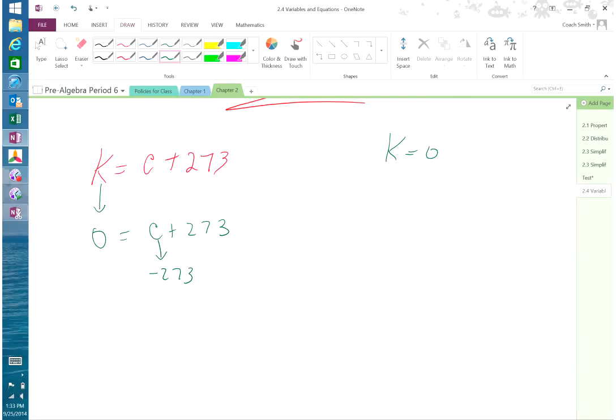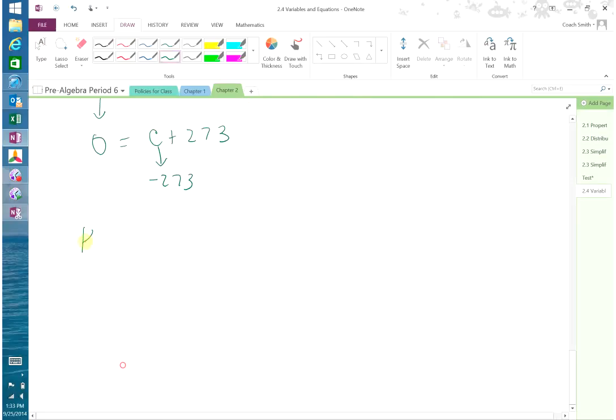Okay, so the first one is nitrogen. Nitrogen starts melting at 63 degrees Kelvin. What they want to know is, if Kelvin is 63 degrees, then what is Celsius?